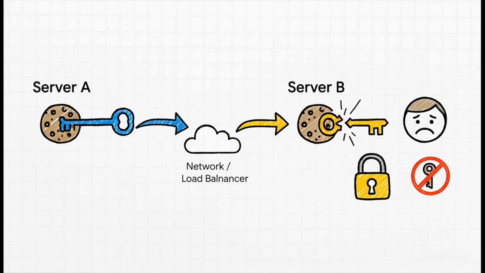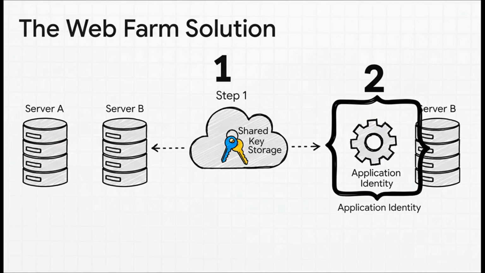Server A encrypts a login cookie for a user. Then the user's very next click gets sent by the load balancer over to server B. Well, server B has a totally different keyring. It looks at the cookie, has no idea how to decrypt it, and boom, the user gets logged out. Not a great experience.